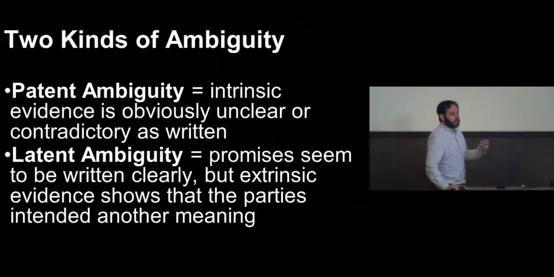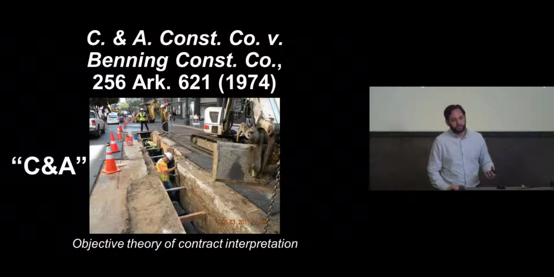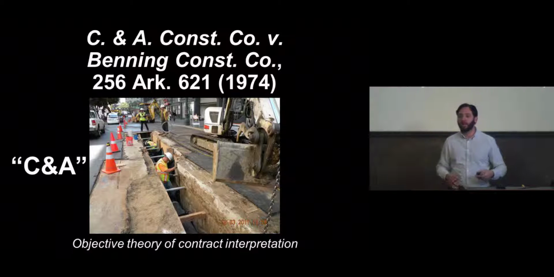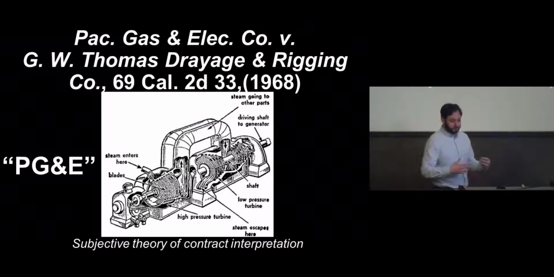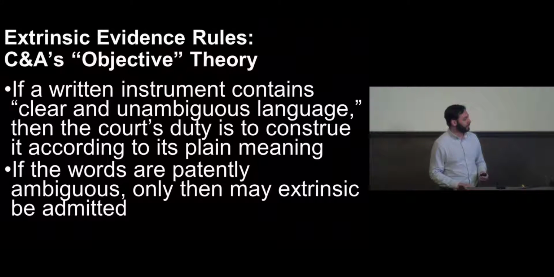And that, again, deals with the kinds of ambiguity that we spoke about. We saw this in two separate cases. In C&A Construction, we had an objective theory of contract interpretation, and we then juxtaposed it with PG&E, where we saw the subjective theory of contract interpretation. So those two cases came out differently because the judge thought about the rules of law differently.